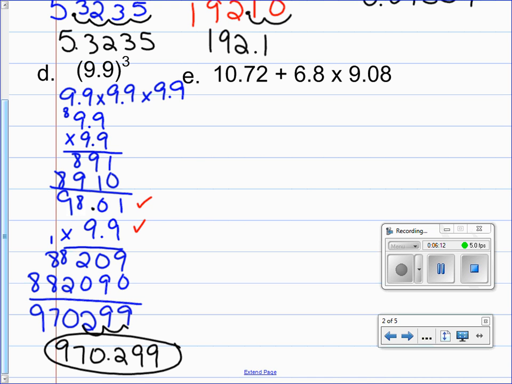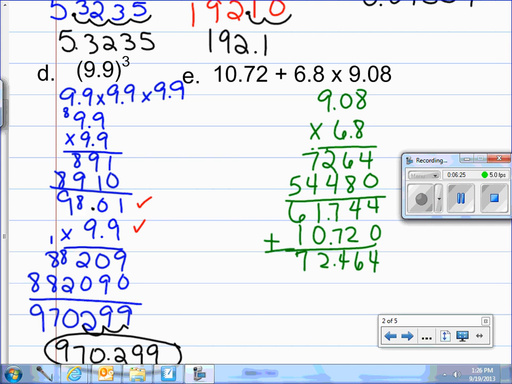Correct. And remember, when we're adding decimals, after we get our answer for the product, we line up the decimals. So go ahead and do the first part, and then add 10 and 72 hundredths to that. Any questions on the steps that we took on E? Yes?